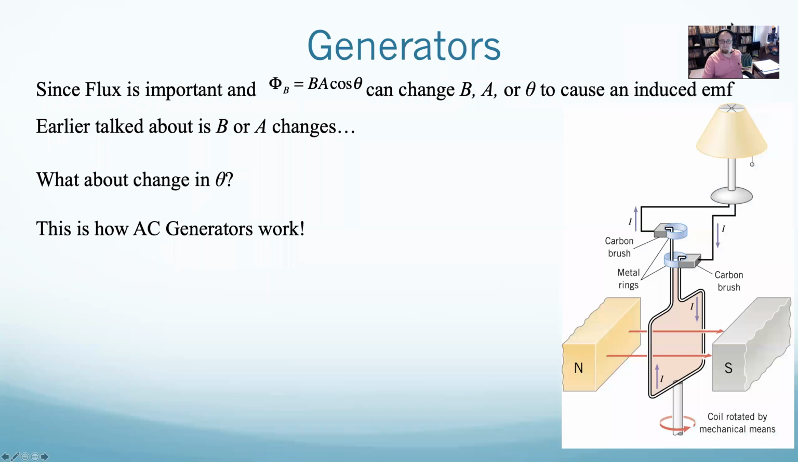You see, flux is what causes a change in EMF, right? Change in flux over change in time is how we find an induced EMF. But flux is BA cosine theta. When theta changes, that is one of the easiest ways to create an EMF. And this is what a generator is.